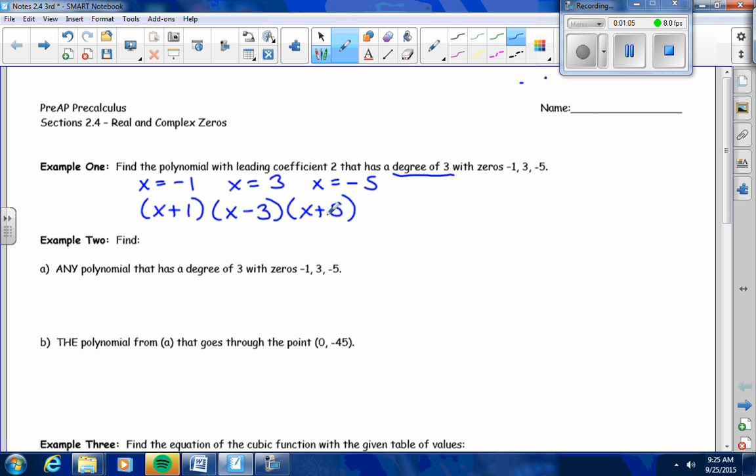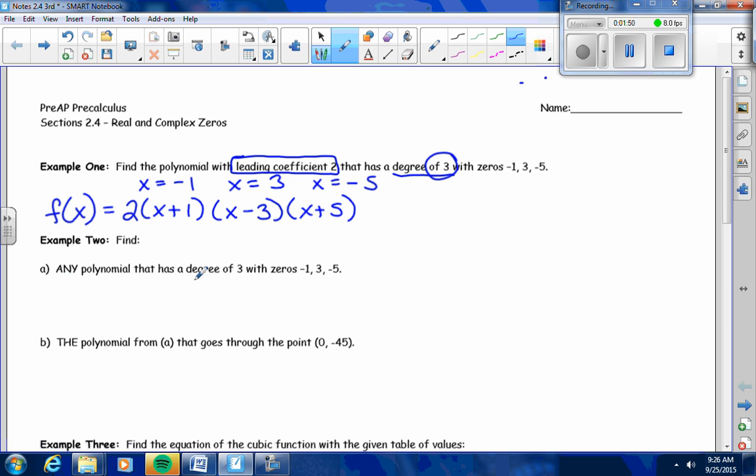Now, that gives me 3 factors. If I multiply those 3 factors together, what is the degree of that polynomial? X cubed. What degree did I need? I needed a degree of 3. What's the only thing I've left out? I need a leading coefficient of 2. So I'm going to put that leading coefficient in front, and then in front of that equals f of x. And that's my polynomial. Okay? That is my polynomial.